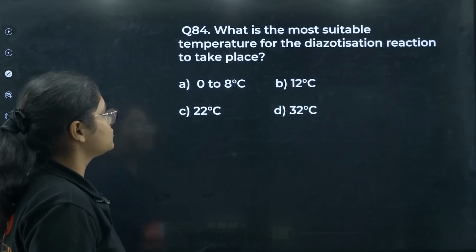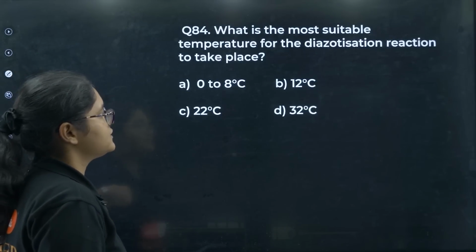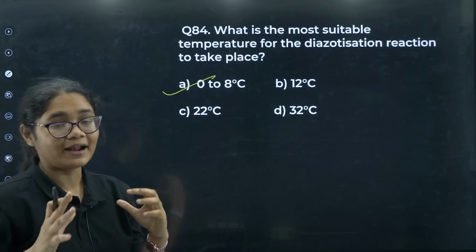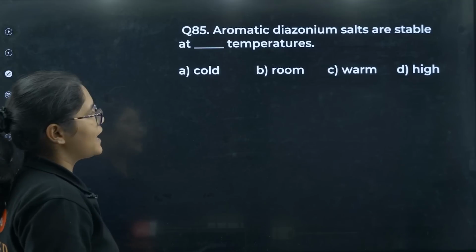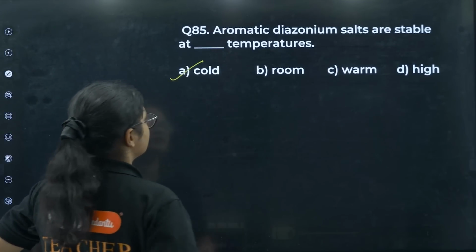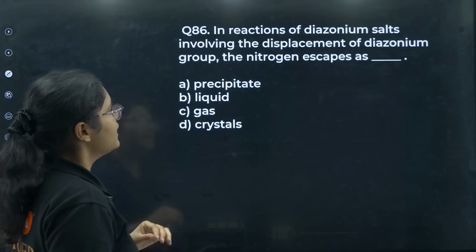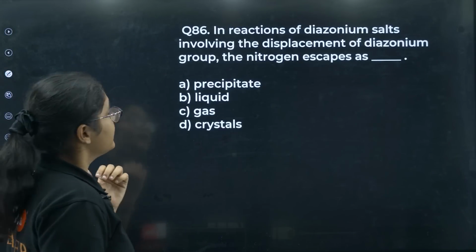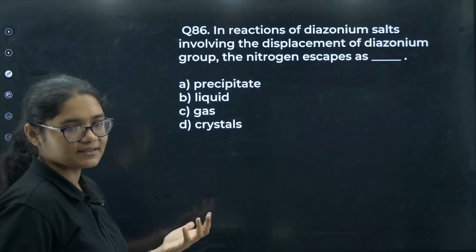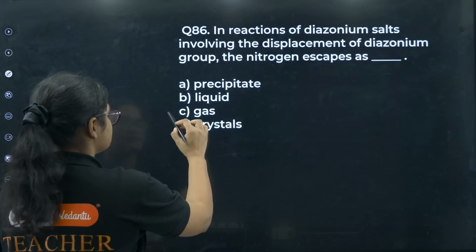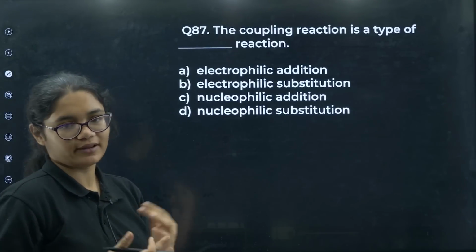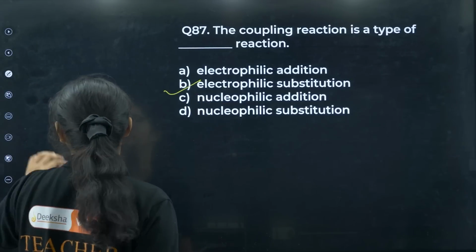Next, what is the most suitable temperature for the diazotization reaction to take place? It is between 0 degrees to 8 degrees Celsius, or you can say at 273 Kelvin. Next, aromatic diazonium salts are stable at, again the same thing, a cold temperature. Next, in the reaction of diazonium salts involving the displacement of the diazonium group, the nitrogen escapes as N2 gas. Let us see the next question here. The coupling reaction is a type of electrophilic substitution reaction, so option number B.